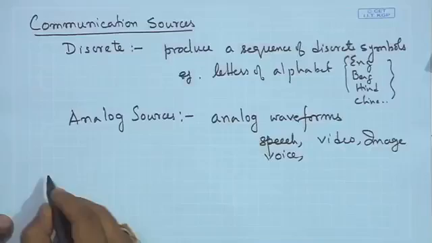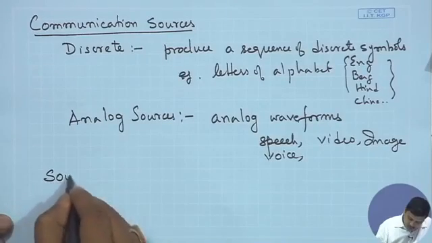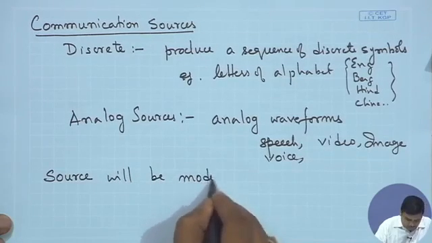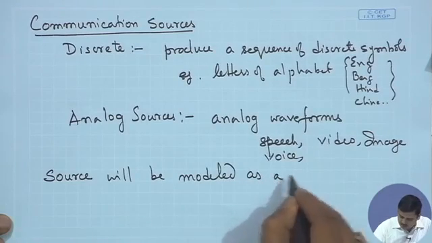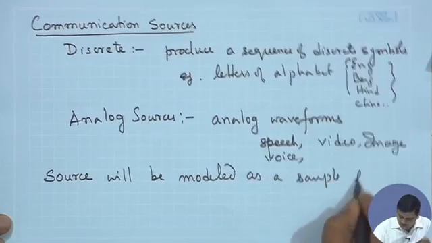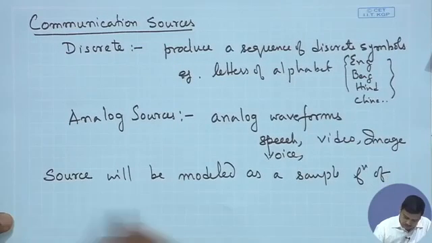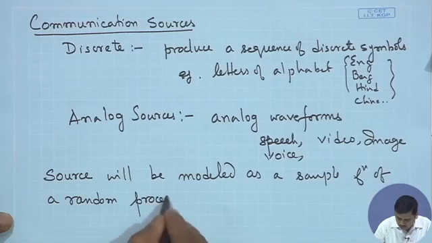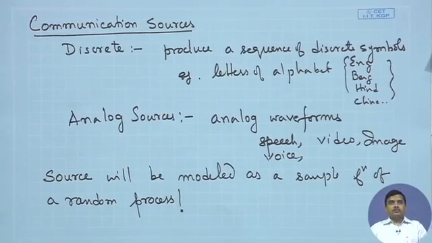Okay, and now if you look at this, what we have with us is the source will be modeled as a sample function of a random process. This is important to know, because if it is analog, well, what kind of waveform is going to come, we don't know. If it's image, what kind of image, we don't know. So that's random, of course.